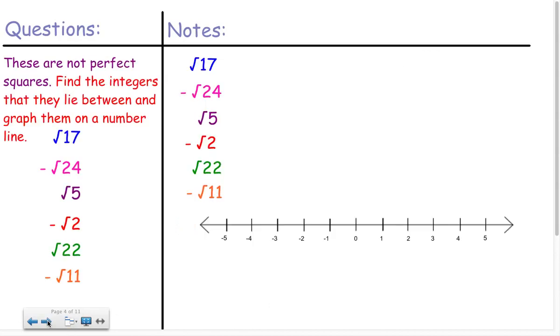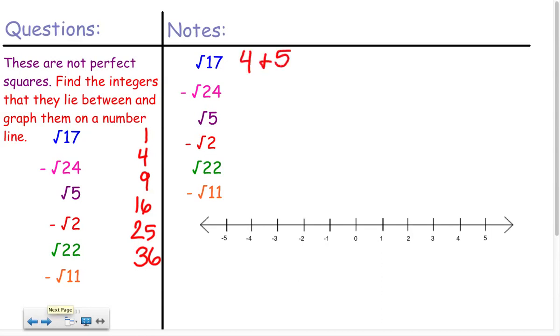These are not perfect squares. So these are all numbers that if you multiply a number by itself, you can't get any of these numbers. Find the integers that they lie between and graph them on a number line. So if I take my list from the other page, 1, 4, 9, 16, 25, 36, that should cover all of these. So the square root of 17 falls in between 16 and 25. The square root of 16 is 4, the square root of 25 is 5. So that means that 17 is in between 4 and 5.